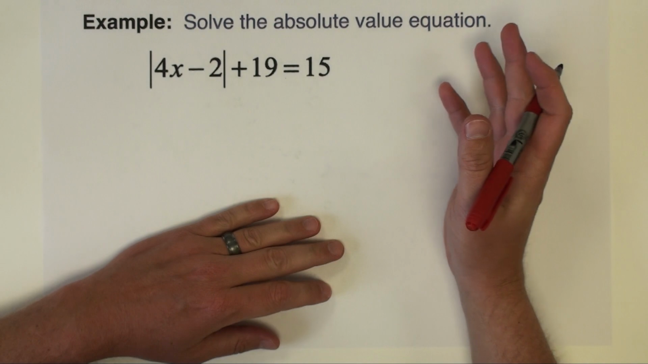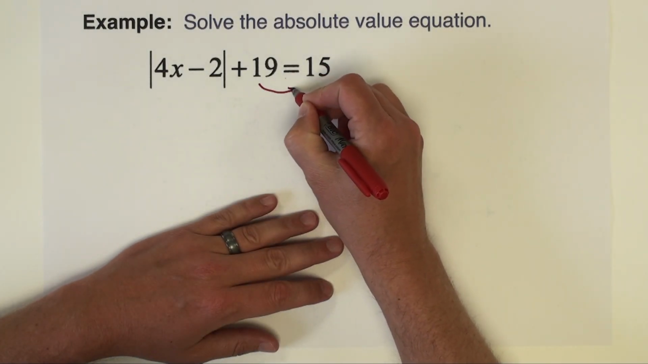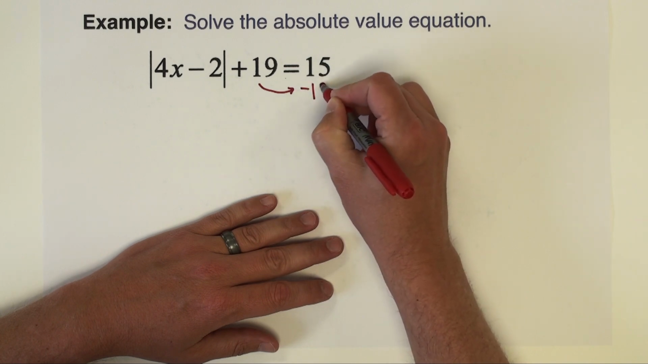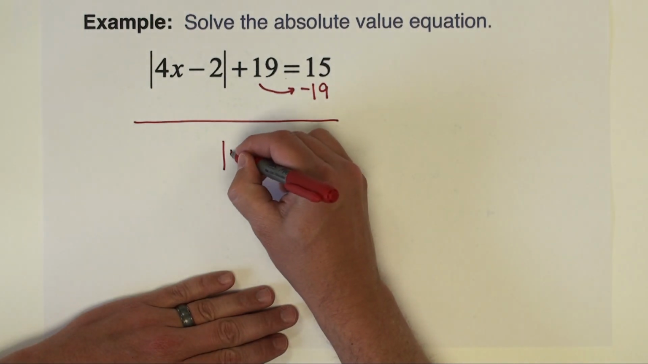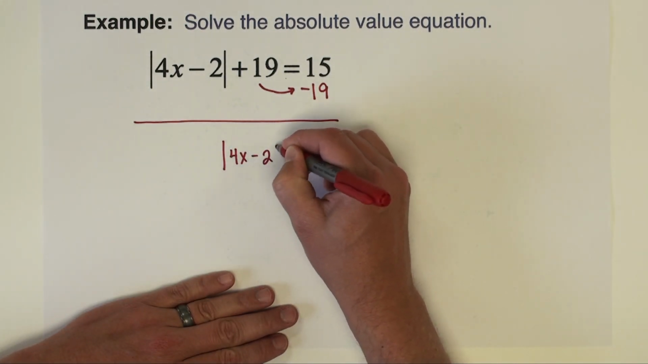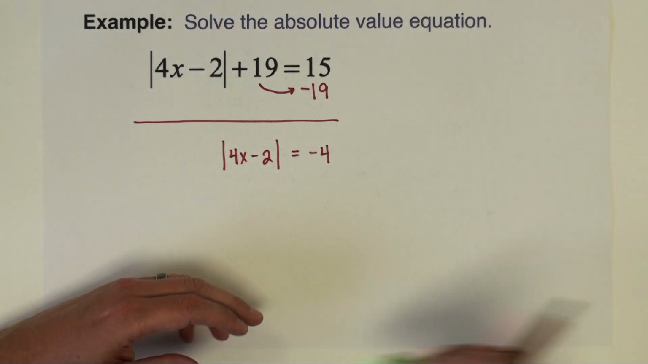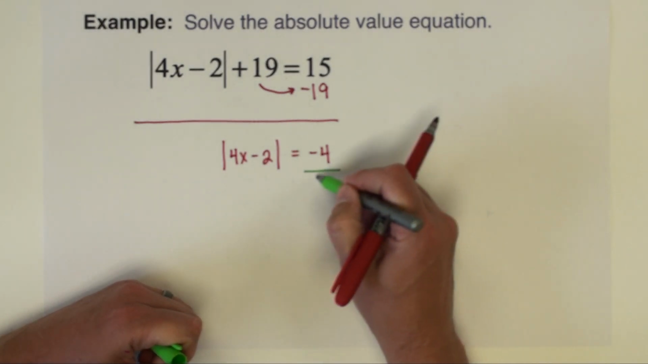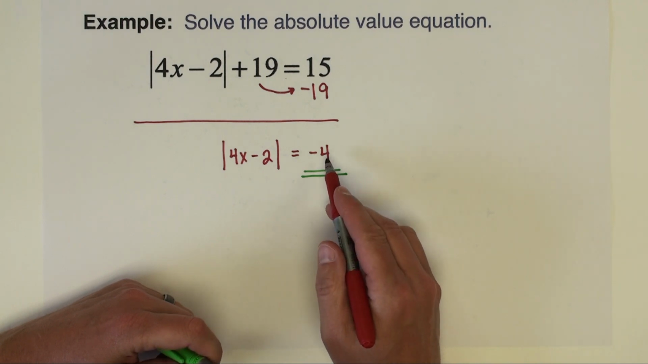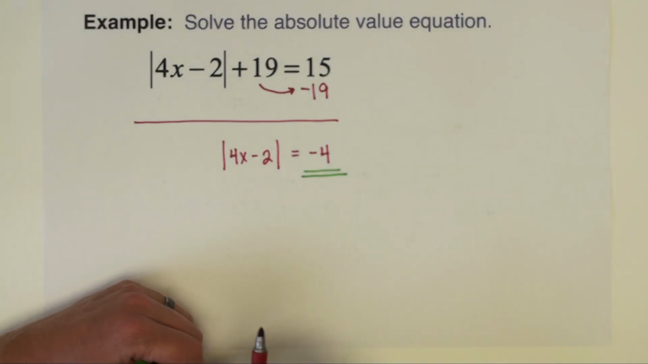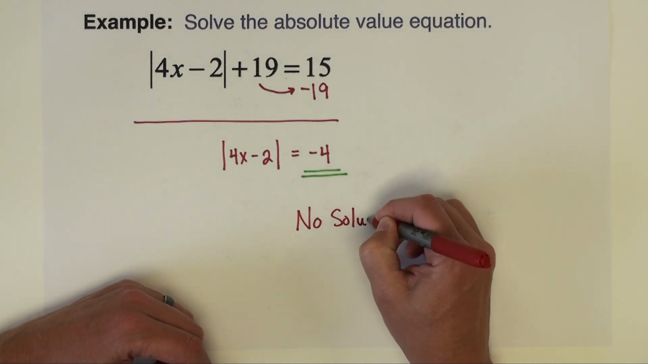All right, this next example problem, I look at this and I notice that the absolute value is not by itself. I recognize that I need to subtract this 19 first. And when I do that, I get the absolute value of 4x minus 2 equals negative 4. Now that is a red flag situation that we should recognize. Whenever the absolute value is by itself and it equals a negative number, we know that that can't happen because absolute value is distance. So this problem has no solution.